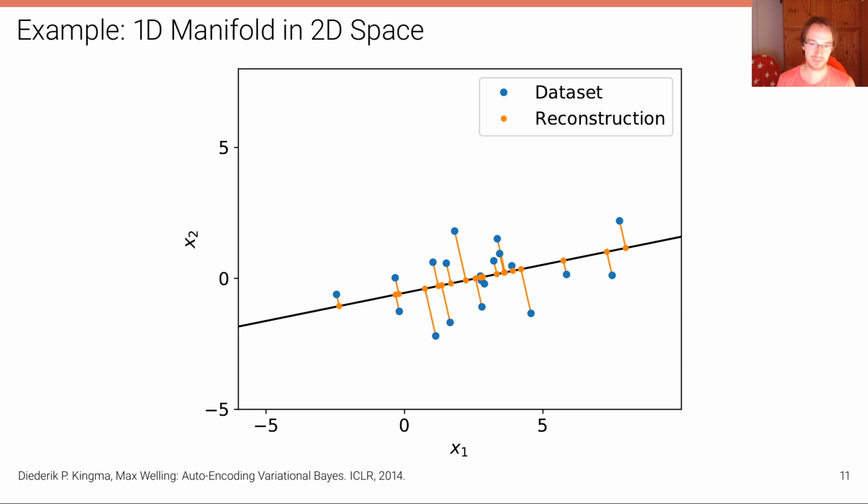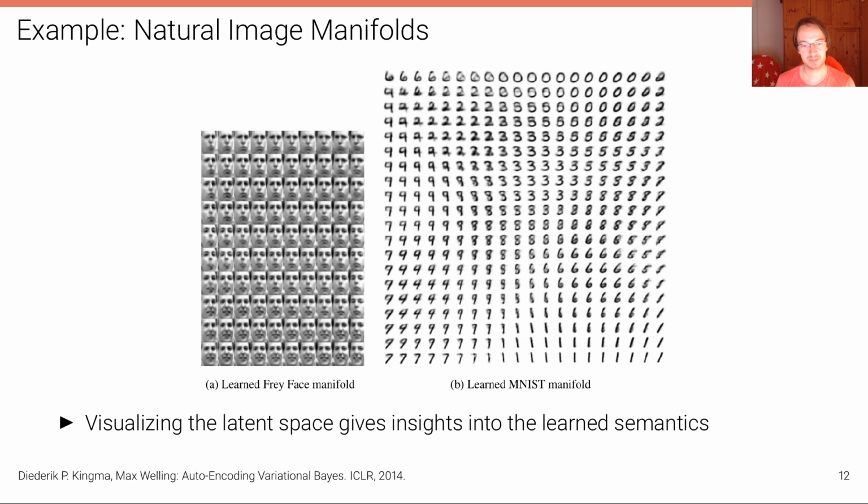Yeah, so blue is the data set and orange are the reconstructions. Blue is X and orange is X hat. And this is a linear model with a one-dimensional latent space. So let's look at some more realistic examples.